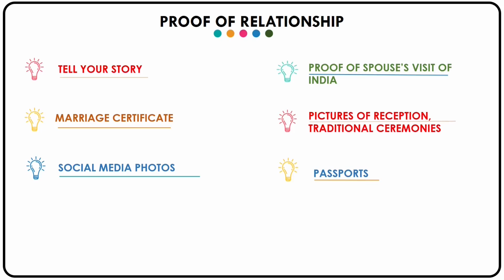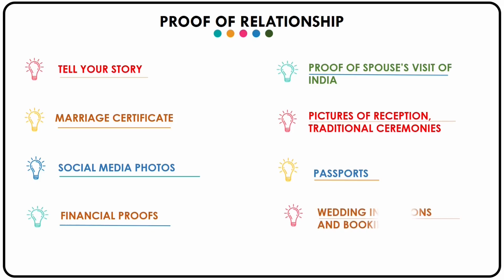Next, passports. Provide both passports which have each other's spouse name on them, which shows that you guys are married to each other. Next, financial proofs. If you have a joint bank account, then provide proof of that along with the above documents. Lastly, you can provide your wedding cards from both sides, booking of marriage palace, etc. Once you're done, make one PDF of all these documents and upload this to the online portal.